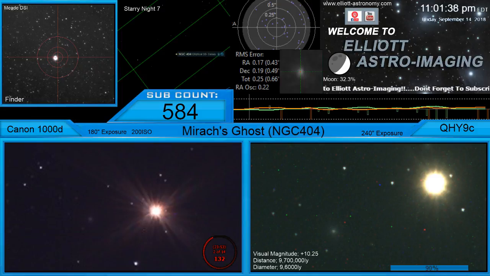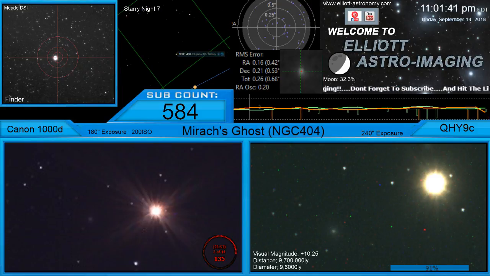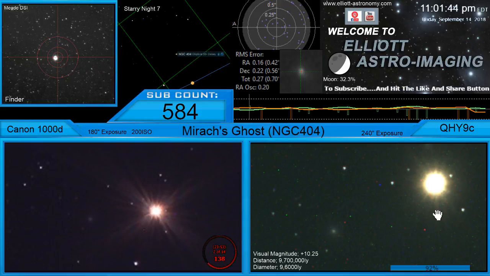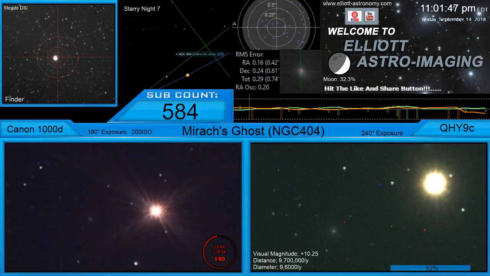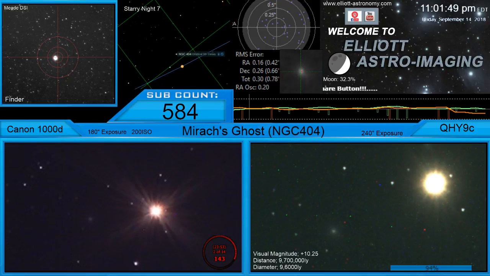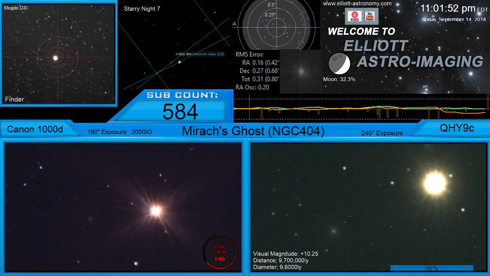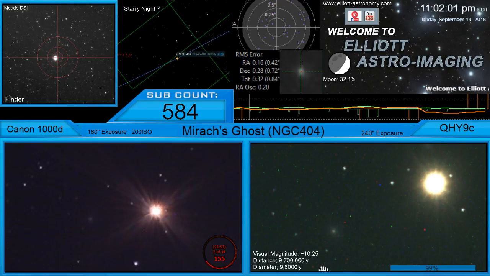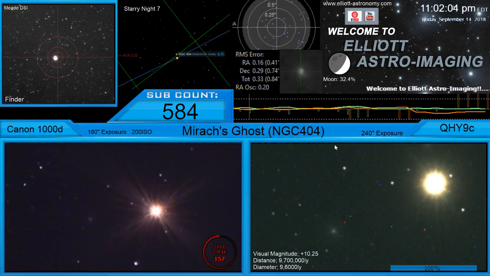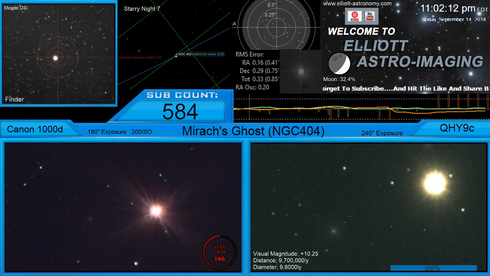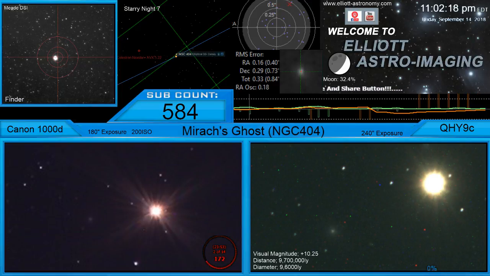If you want to know exactly how far this mount is off, the little icon where it shows NGC 404, that's where we're pointing. Where the computer thinks the mount is, is the red crosshairs. I'm going to keep zooming because it is so far off. You see the red lettering where the Starry Night 7 is at the top? That's where the computer thinks I am. It's not even in the same vicinity. It's off by like 5, 6, maybe even 7 degrees.